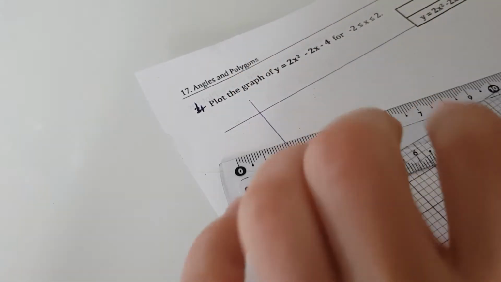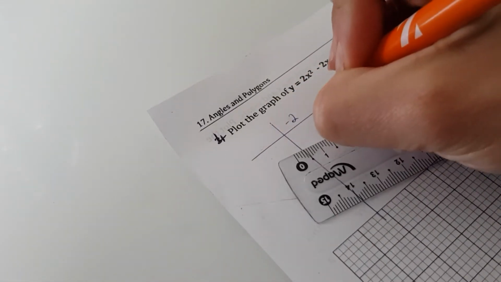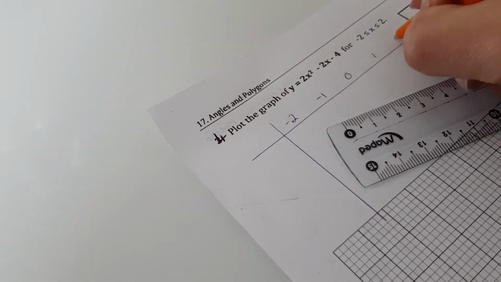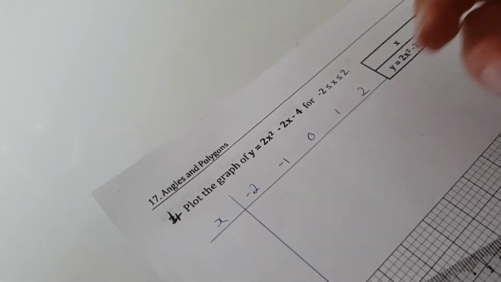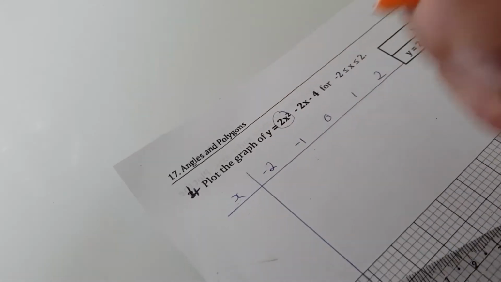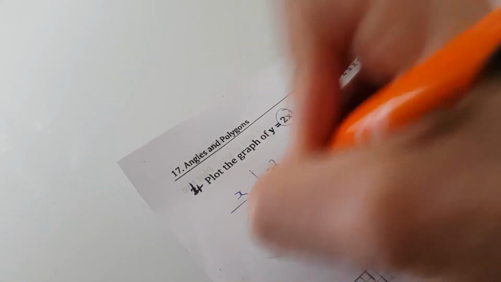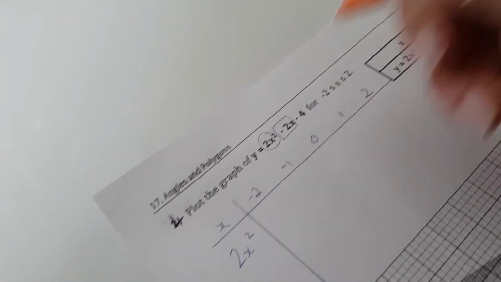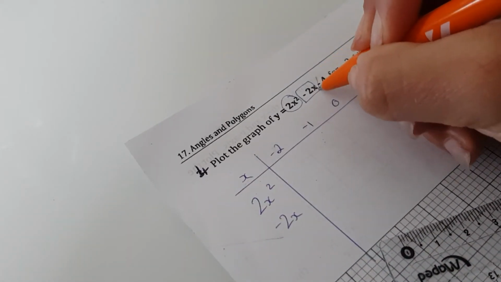Okay, so we have x values minus 2, minus 1, 0, 1, 2. That's x. Now this part on its own, 2x squared. This part on its own. And this part on its own.